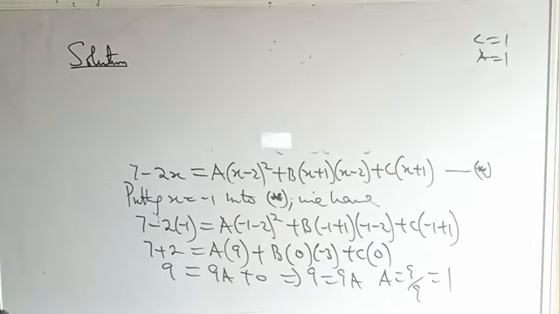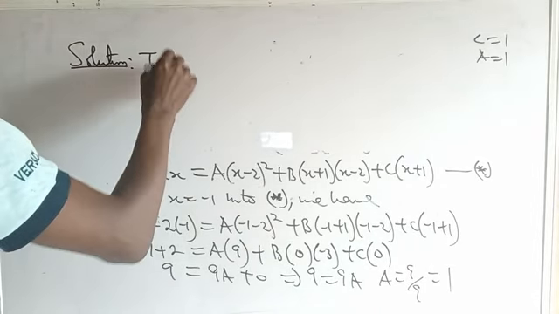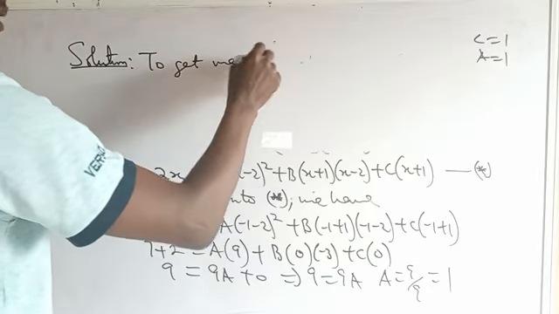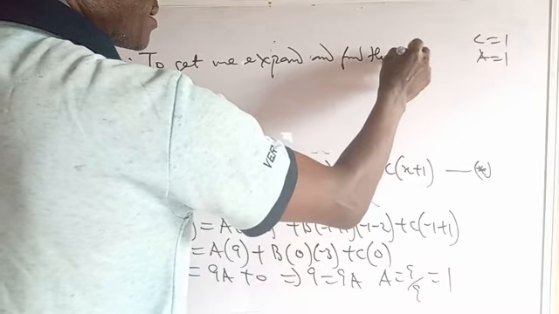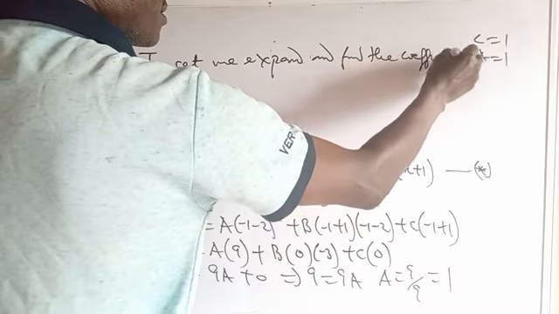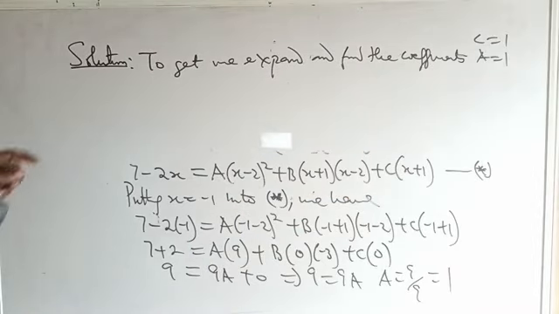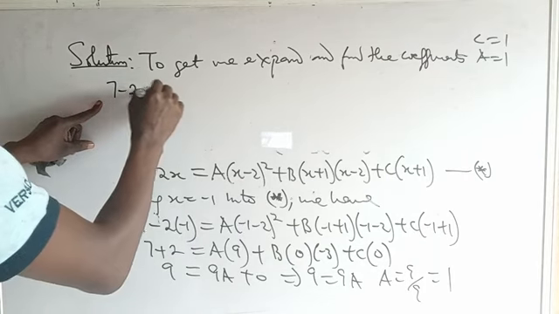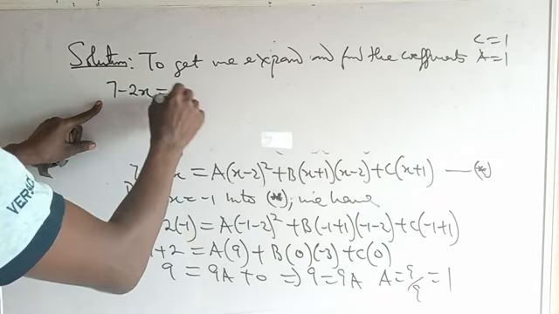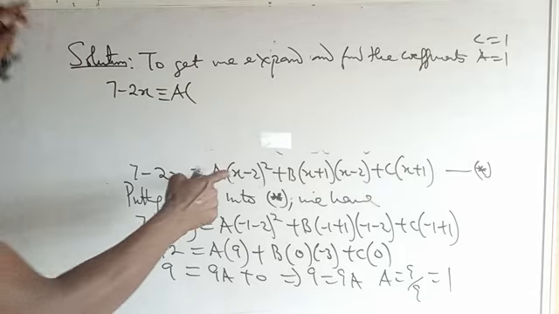Now let's expand. To get b, we expand and find the coefficients. Okay? Now let's expand. So here we have 7 minus 2x. I will soon clear this up. Correspond to A into, this is what?